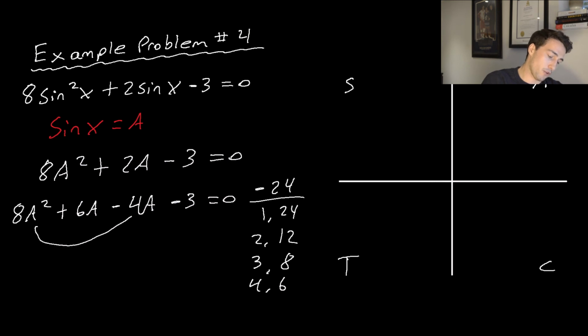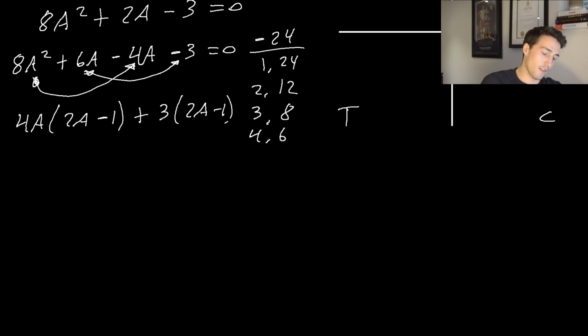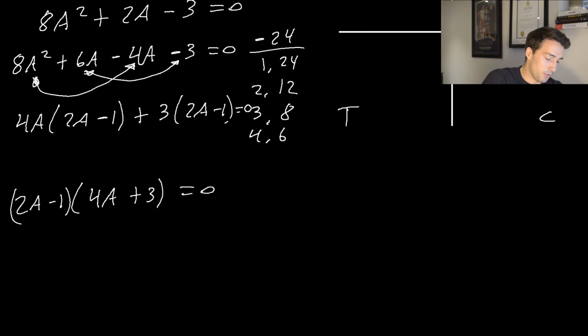And now I'm going to group these two together. So I'm going to say 4a, this is 2a minus 1, and then these two together. So we'll have 6a, so this will be plus, if I factor out a 3, it's going to be 2a minus 1. And this is all equal to 0. So now I have a 2a minus 1 that's common. I can do 2a minus 1 multiplied by 4a plus 3, that equals 0.